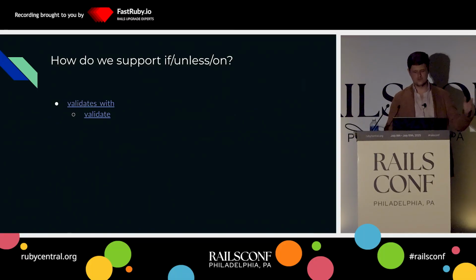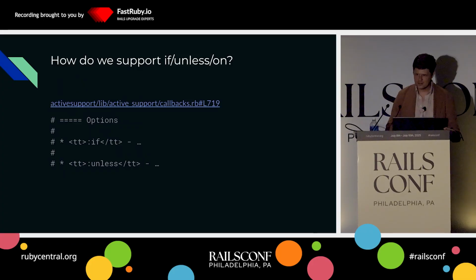Validates with then calls validate, validate then calls set callback. And this is pretty cool. This is where we've actually left ActiveModel behind entirely, and now we're in ActiveSupport callbacks. Because at the end of the day, we do have a lot of validation logic in Rails, but a lot of the validation paradigm is basically just two callbacks in a trench coat.